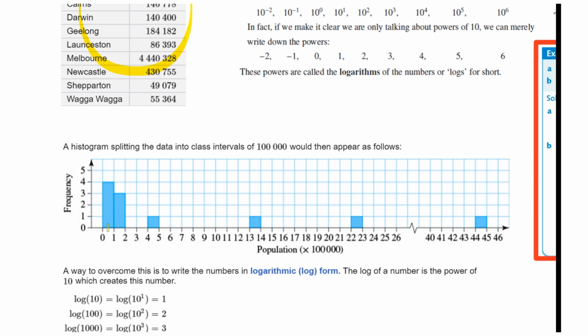So how many in 100,000? We'd have 4 of them. We'd have another 3 between 100,000 and 200,000. And then we've got another one between 400,000 and 500,000. Then we've got some spaces, then another one here, another one here. This means there's a whole lot of spaces there that are empty, and then we get our last one down here. It's not really useful to graph that, because it doesn't really show anything of what's going on.